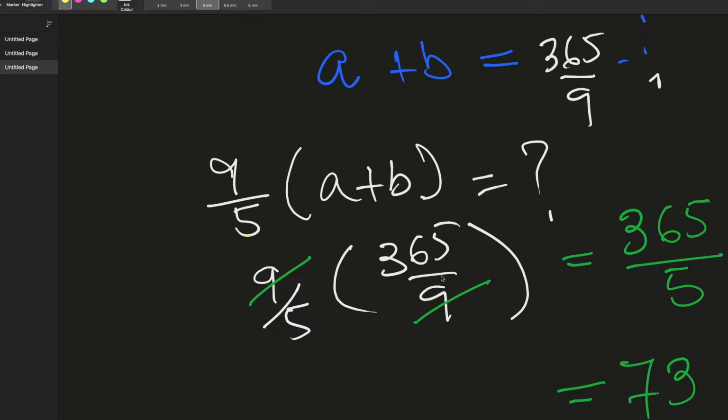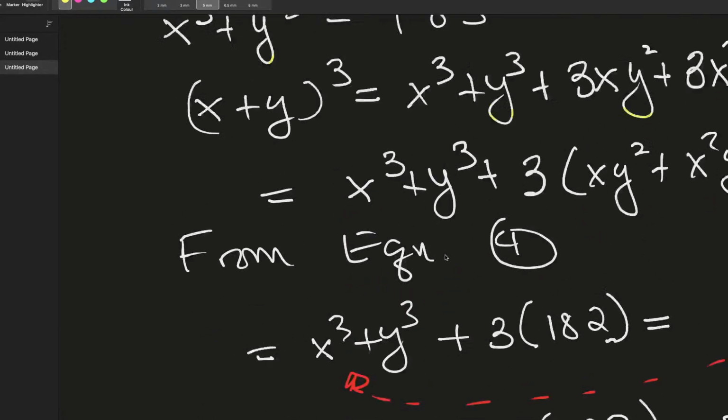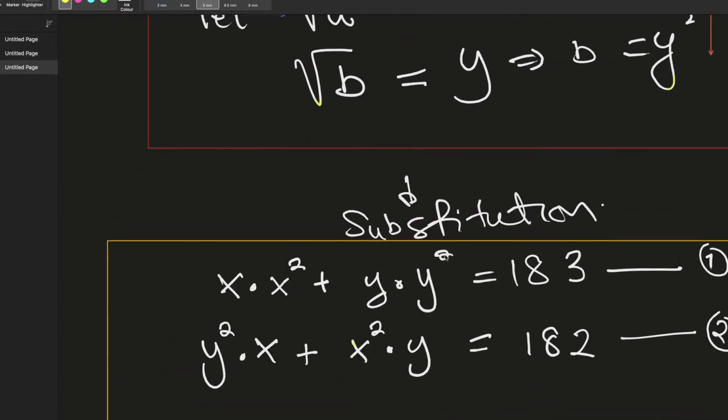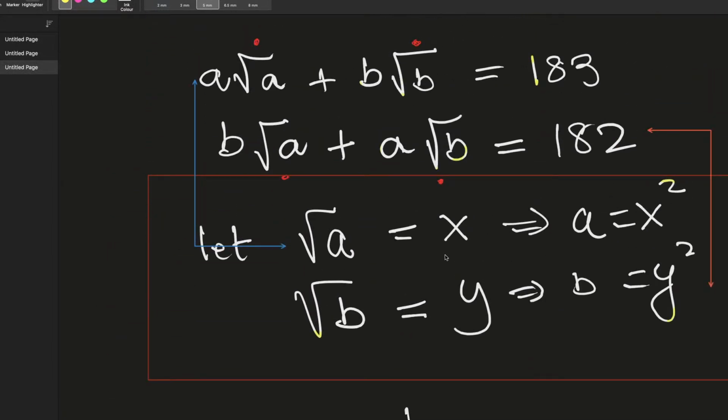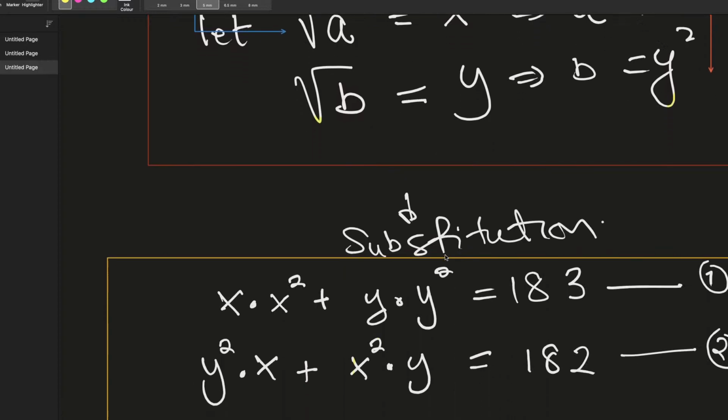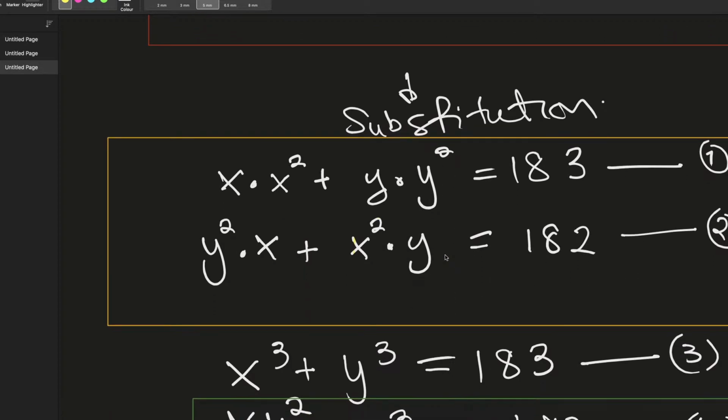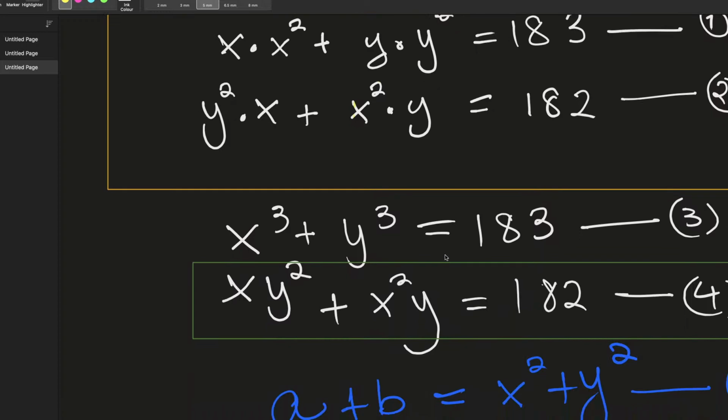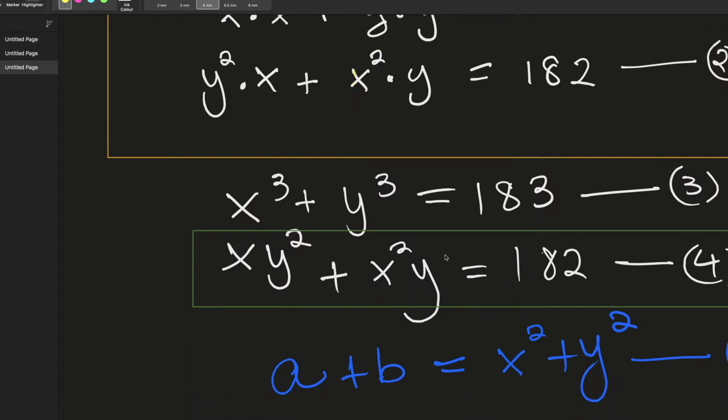Friends, you see that it's not all that difficult. All we did was a substitution that we learned earlier in primary or foundation mathematics. Through substitution, we were able to simplify. So our simplification gives us x cubed plus y cubed equals 182, then xy squared plus x squared y equals 182. The summation of a and b is x squared plus y squared.